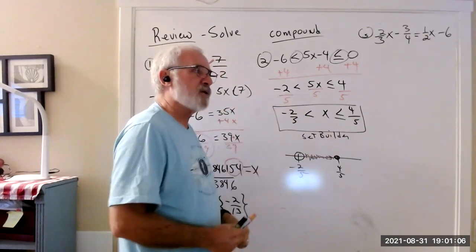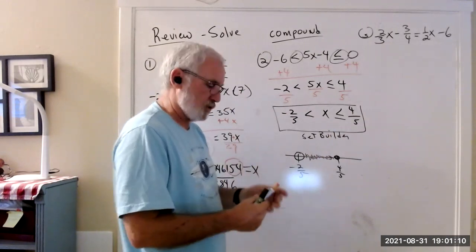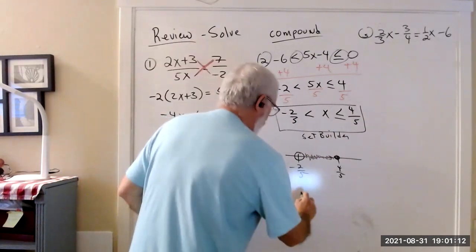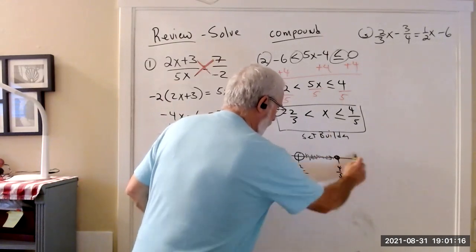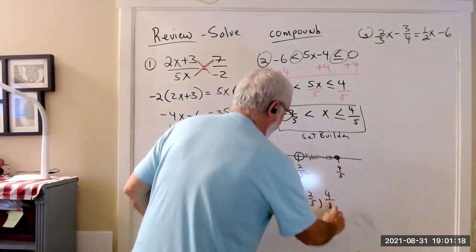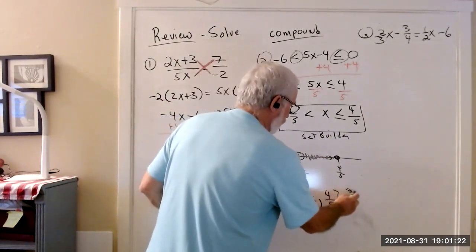But interval notation just says what the graph shows. So interval notation is parentheses, -2/5, comma, 4/5 bracket. That would be called interval notation.